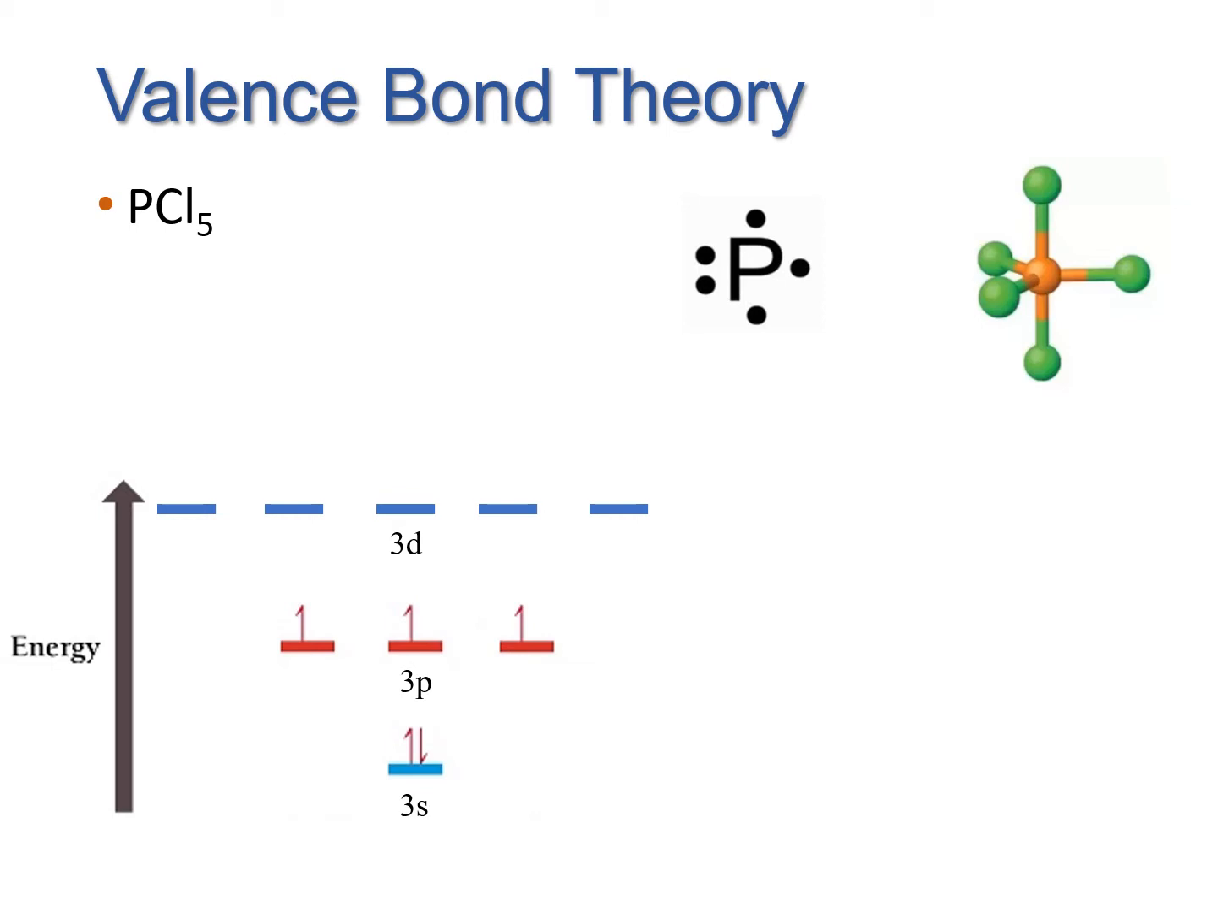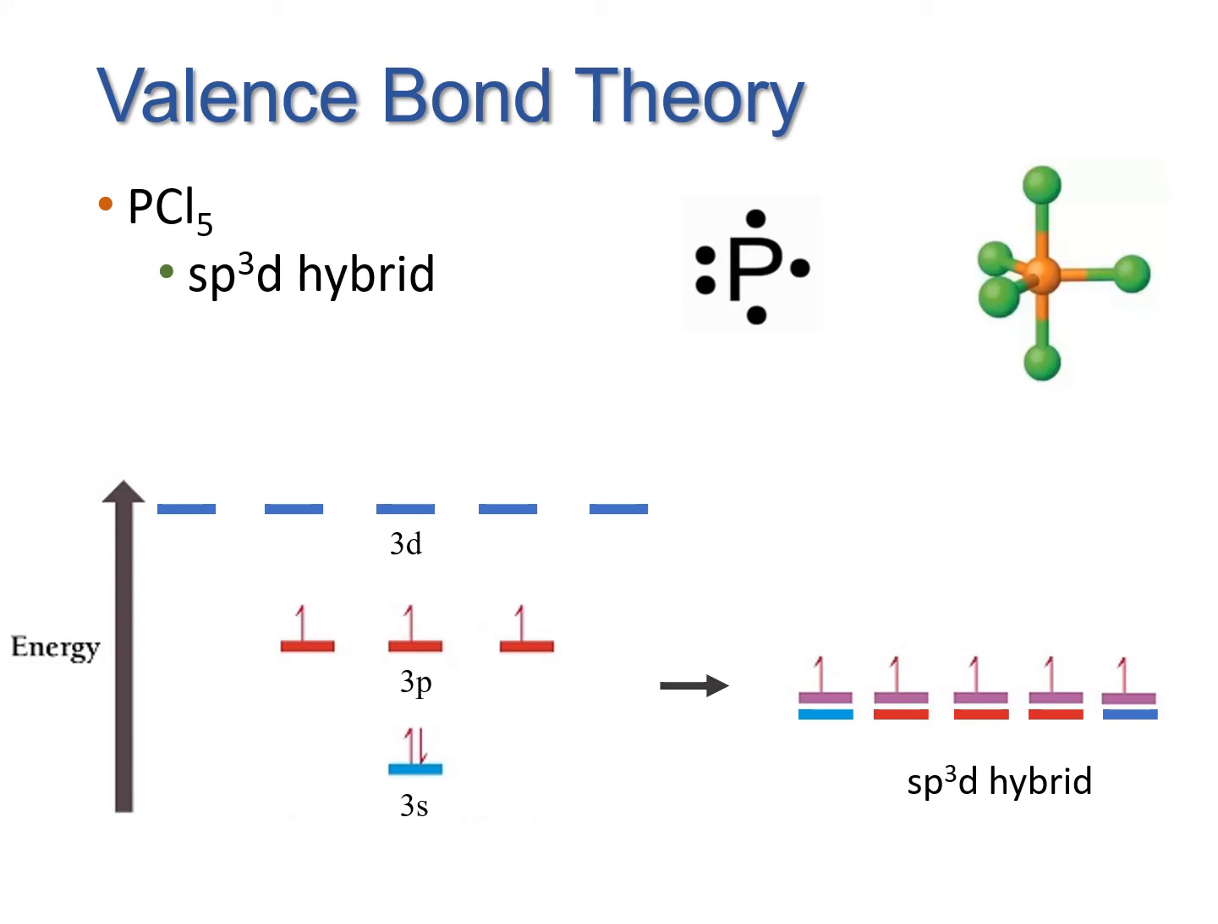So when phosphorus does a hybridization, one of the things that it can do is create something like this, where one of those hybridized orbitals is coming from the s orbital, 3 of the hybridized orbitals are coming from the p, and we've captured one of the d orbitals. And what we've created is something known as an sp3d hybrid, which means an orbital comes from one s, 3 orbitals come from a p, and we've harvested one of the d's.